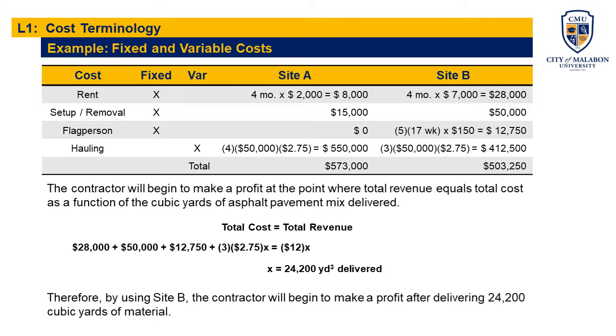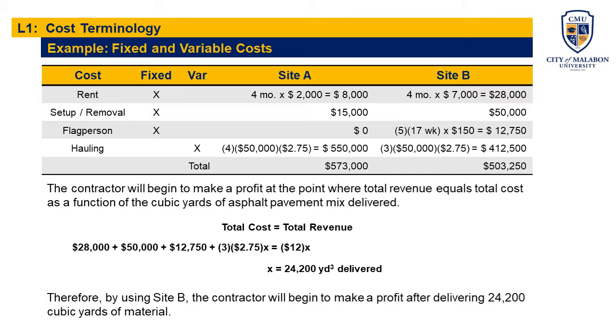So the contractor will begin to make a profit at the point where the total revenue equals the total cost. This is what we mean by break even. Above this break even point, the contractor will begin to make profit. So total cost is equal to the total revenue. It is the point where the contractor will begin to make a profit. Again, total cost equals total revenue.